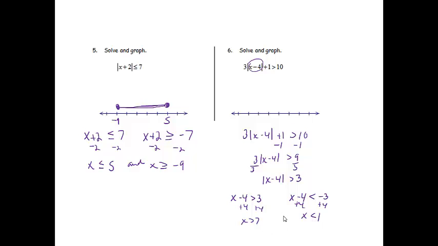Okay, now let's just go ahead and graph those. We have 1 and 7, so 1 will go on the left, 7 will go on the right. They're both going to get open circles because there's no equal signs in those problems. Okay, greater than 7 would be to the right, less than 1 would be to the left. Since we have 2 separate graphs, this will be an OR problem. So there we go.